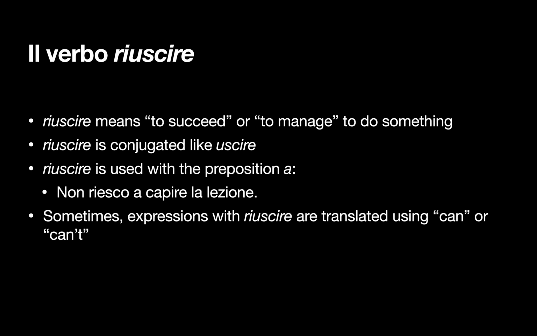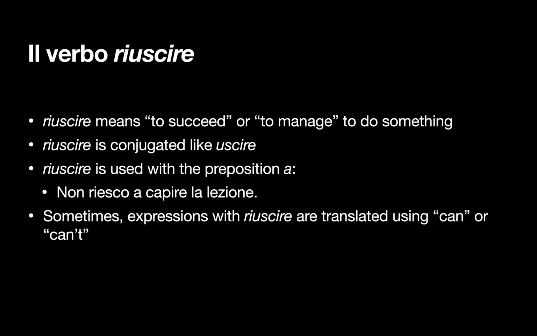And then before we wrap up, I just wanted to touch on the verb riuscire. Riuscire is conjugated like uscire in every tense and every mood, just with the ri tacked on the beginning. And it means to succeed or to manage to do something. Sometimes this verb is used to express an idea of capability.